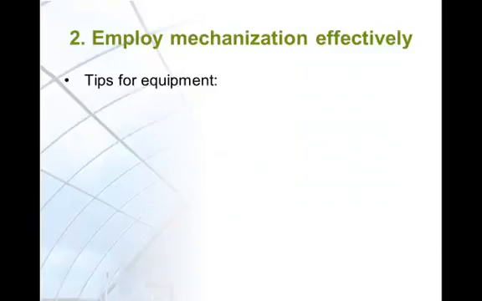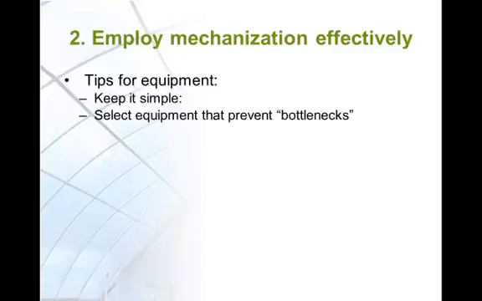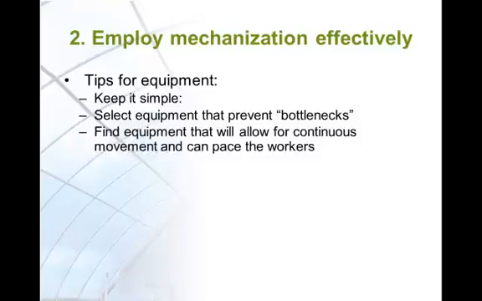Here are some tips for equipment. Keep it simple. Use equipment that workers can understand the best. Select equipment that prevents bottlenecks. Find equipment that will allow for continuous movement and can pace the workers. Consider alternatives to equipment. Equipment can be expensive to own. Sometimes it can be easier to rent equipment or find a different system that can save costs.